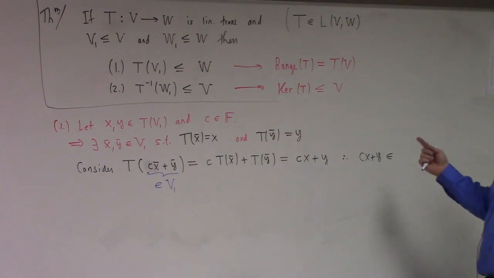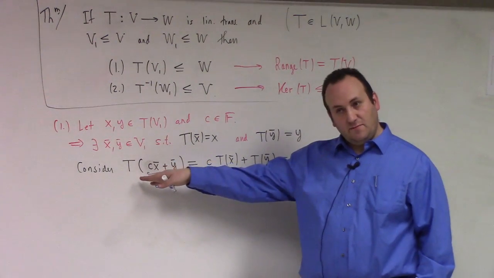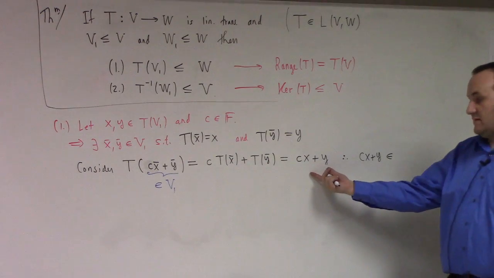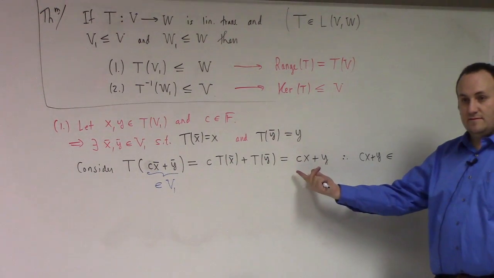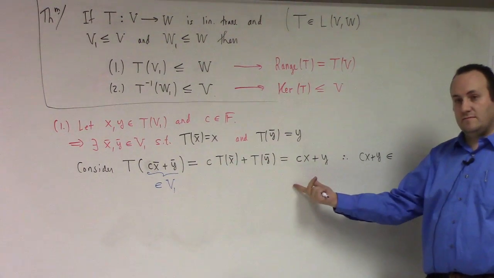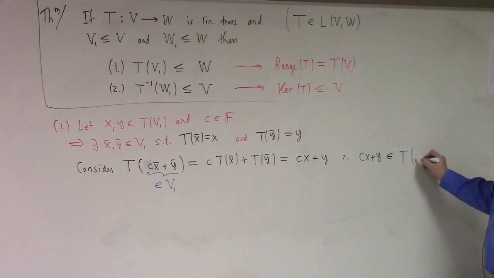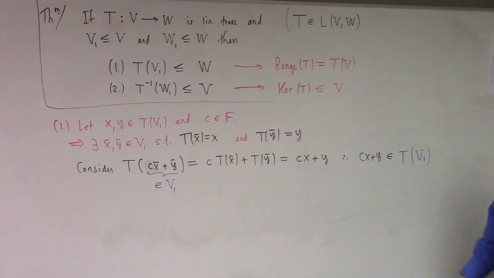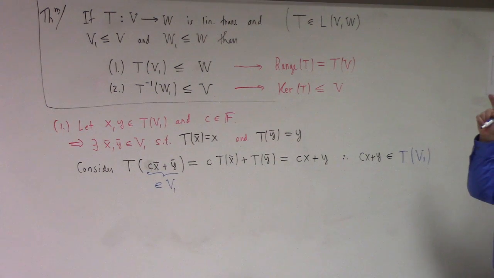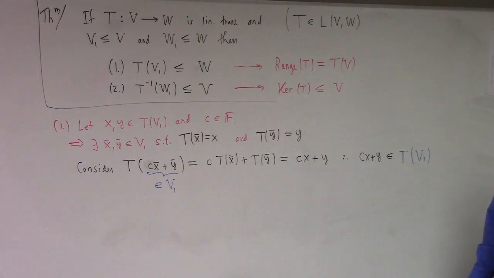So what do I have? I have the image of something in V1 is equal to this guy. So what can you say about this guy? It's an element of what? T of V1. It's in the image of V1. Which shows what? It shows that the image of V1 is closed under addition and scalar multiplication.